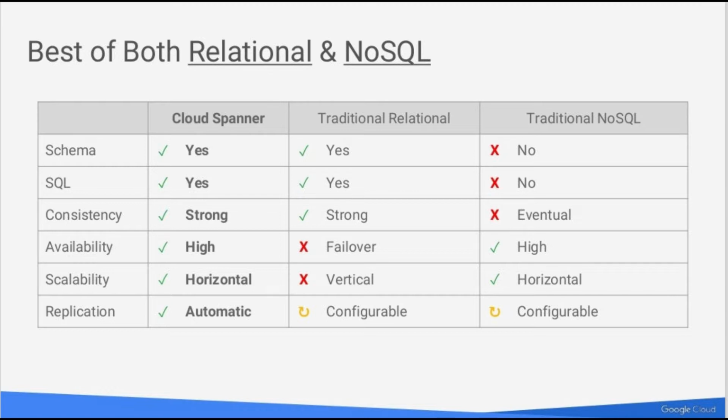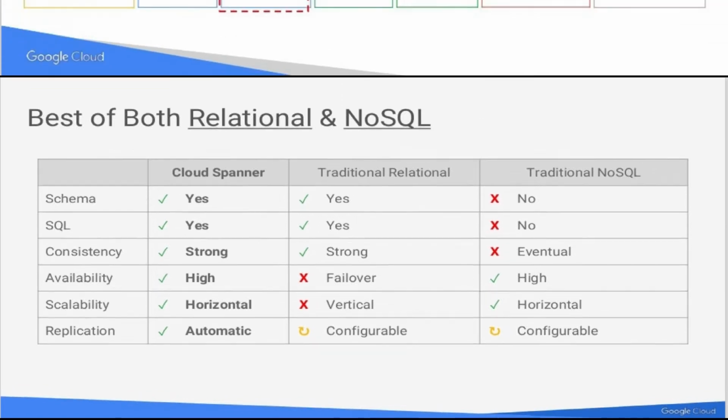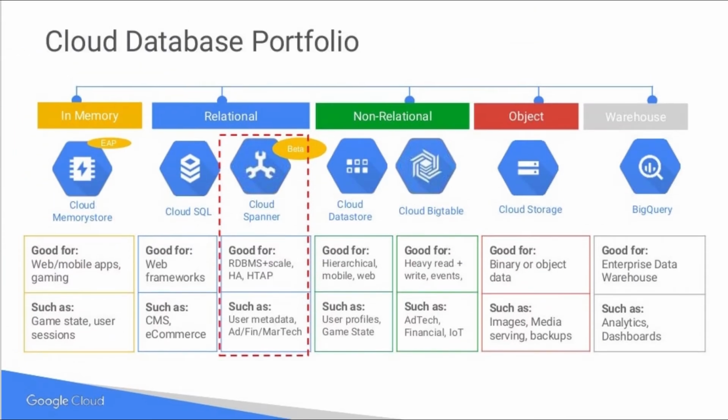So if we compare with RDBMS and NoSQL, you will see that Cloud Spanner, or NewSQL, gives you high advantages over these other two. And if we look at the cloud database portfolio, you will see that Cloud Spanner comes under relational databases. Here you can see Cloud SQL and Cloud Spanner are both under relational.